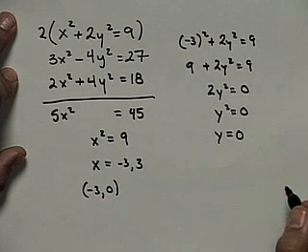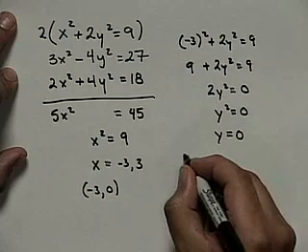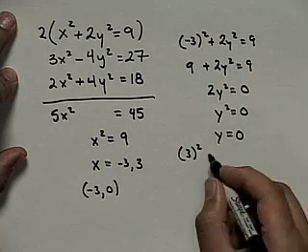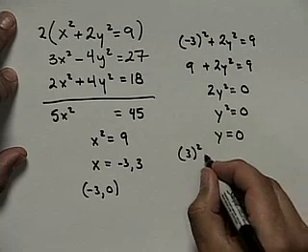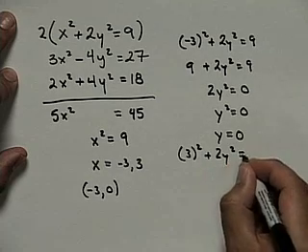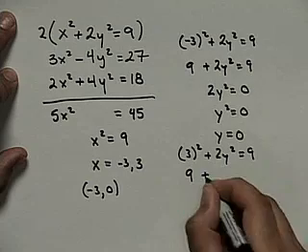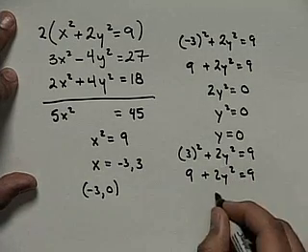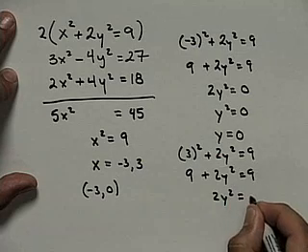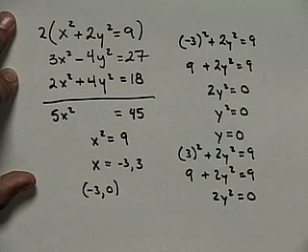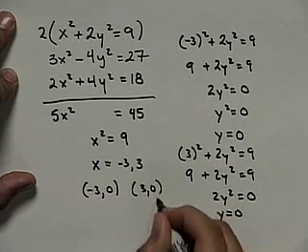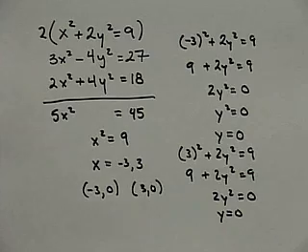To find the other, we go back and substitute in 3, but that's almost the exact same thing, because when we square the negative, it's going to act the same as squaring the positive. So we have 3 squared plus 2y squared equals 9, which gives us the very familiar 9 plus 2y squared equals 9. Subtracting 9 from both sides, we get 2y squared equals 0, and this leads again to y equals 0. So the other point that we're going to find is the point 3, 0.